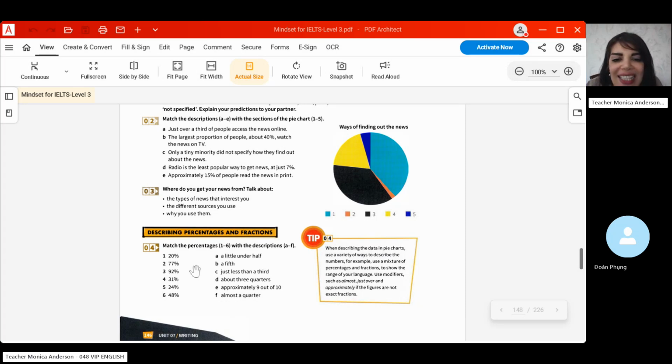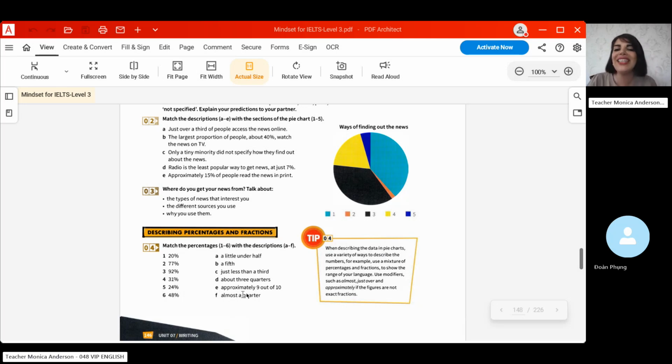Now, just less than, just means, you know, close. Just less than a third. A third is maybe 31%. Of course, very good. Just less than a third is 31. Very good. About 3/4. About 3/4. Number 2 is 77. Very good.